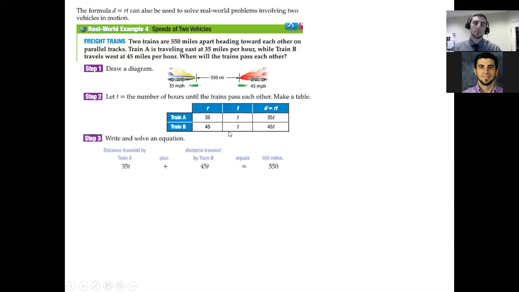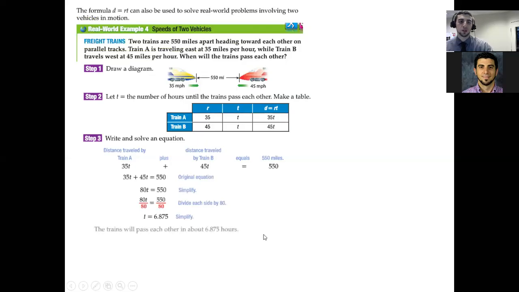So 35t plus 45t equals 550. Add those together, you get 80t equals 550. So divide both sides by 80 and you get t equals 6.875. All right, so the trains will pass each other in about 6.875 hours.